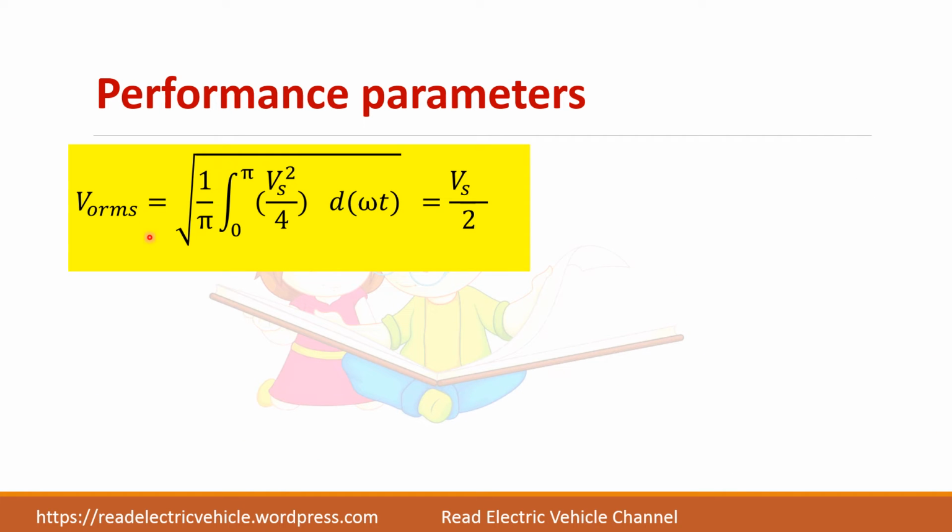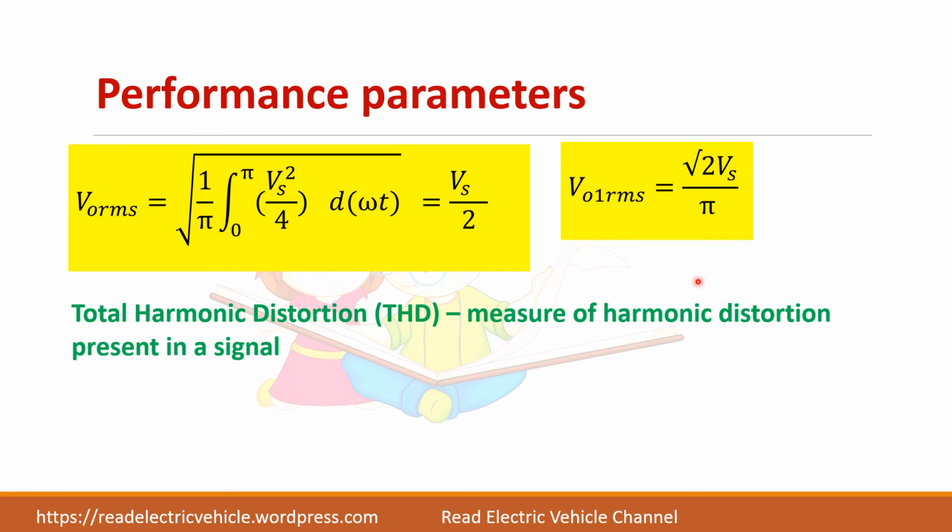And Vrms for a square wave, directly you can write it, that is the magnitude will be the RMS value. Even if you substitute and find everything, you will get again only the magnitude of the wave for a square wave. So V01 RMS is the fundamental component RMS value which I have seen earlier.